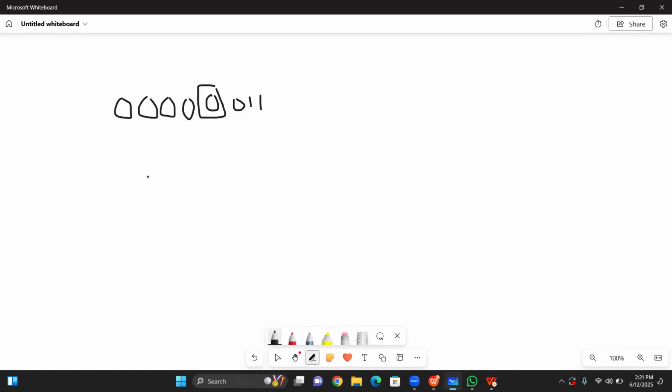So this is what we mean by sign extension. This is a positive number, 4 bits. The most significant bit is 0, and this is positive. So you cannot come and add 1, 1, 1, 1. No, because it will change the value.